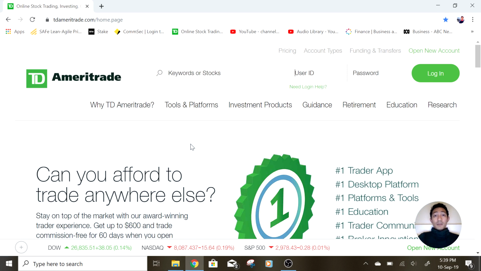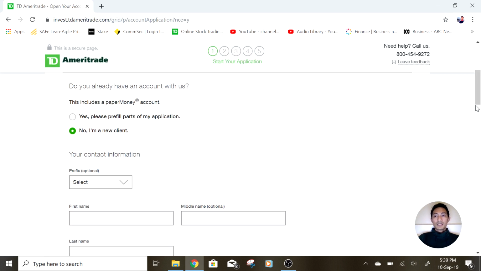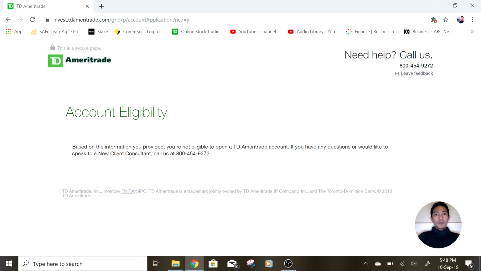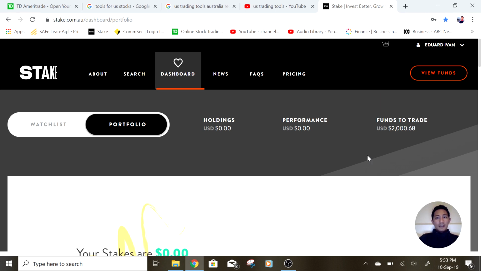I'm gonna sign up to Ameritrade and grab their tools. Open a new account, and I'm gonna fill this in, then skip to the next steps. Oh, it looks like I'm not eligible. Well, that sucks. So I've logged into Stake and I can see that my funds are there, but I'm lacking online trading tools. Because I'm in Australia, I can't get access to Ameritrade, which is a bummer.